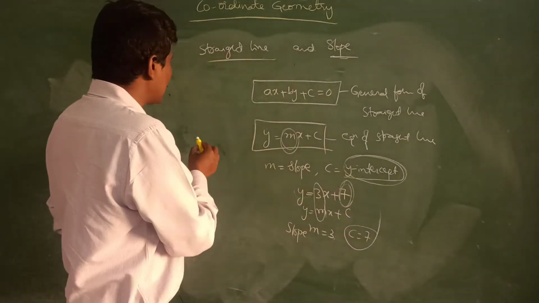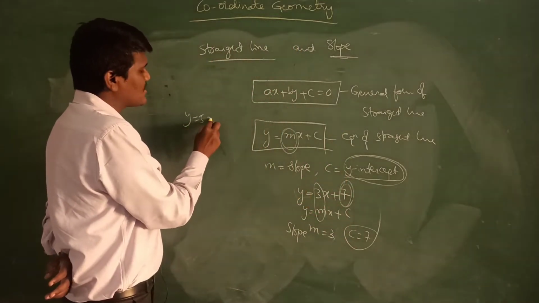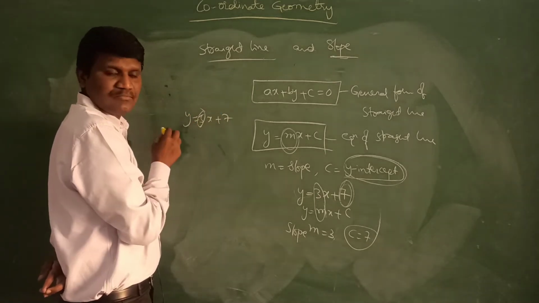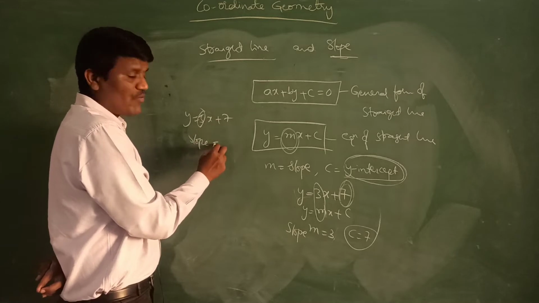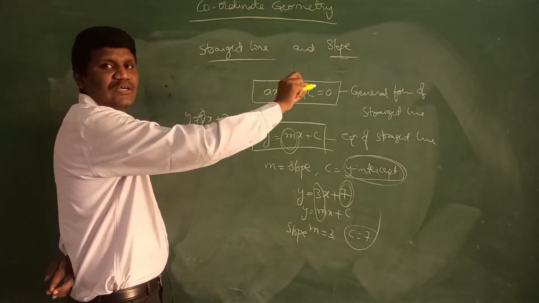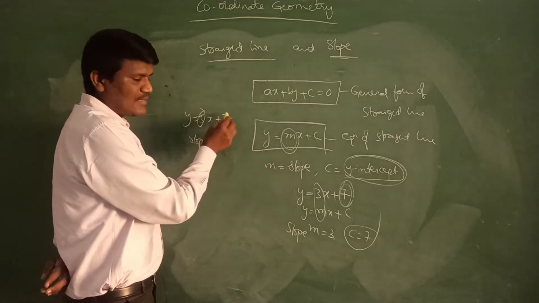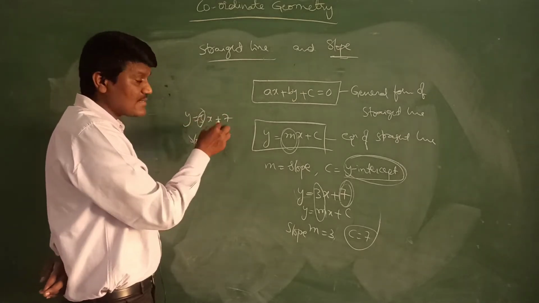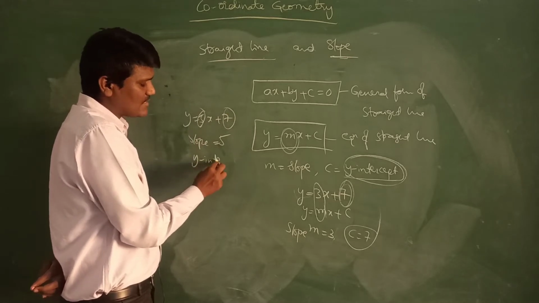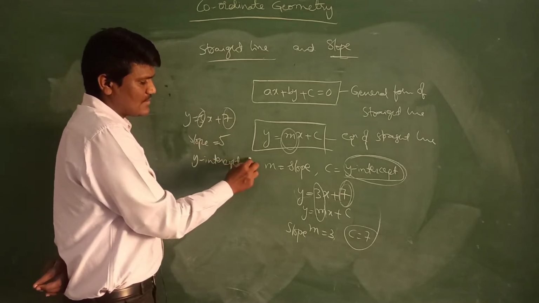Suppose I am having an equation like this: y is equal to 5x plus 7. That means the slope is 5, and this line touches the y-axis at 7. It intersects the y-axis at 7. That means the y-intercept is 7.